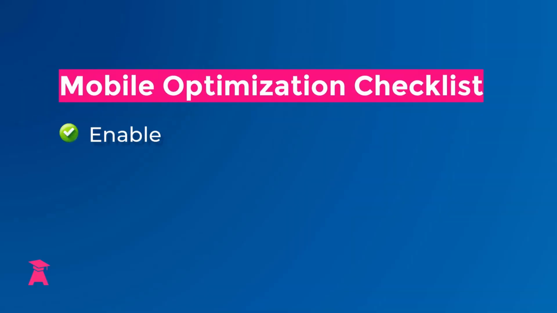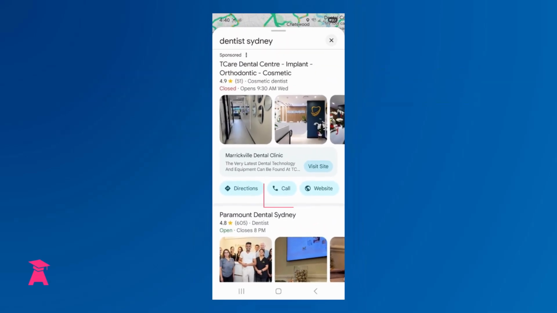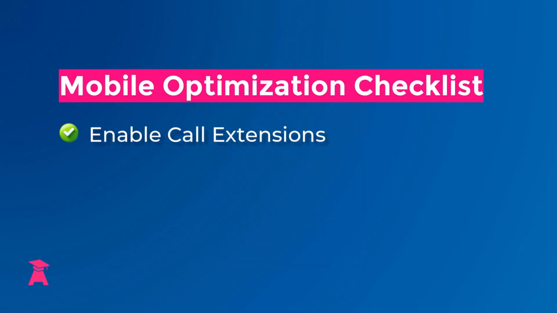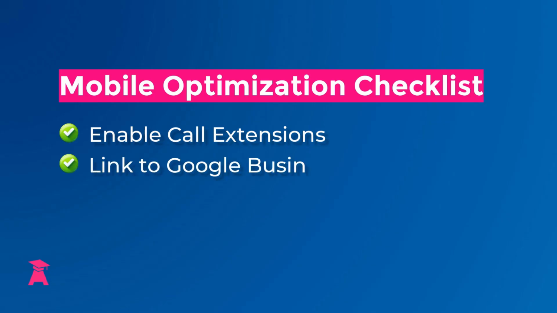So you might be wondering, how do I optimize for mobile? Easy. The first thing you want to do is to make sure you have the call extensions enabled in your ad account. This will mean that the call button is shown next to your ad, so people can simply click straight on that call button from the ad without even going to the website. The second thing you want to do is to connect your ad account to your Google business profile so that you can have an ad in the Google Maps.